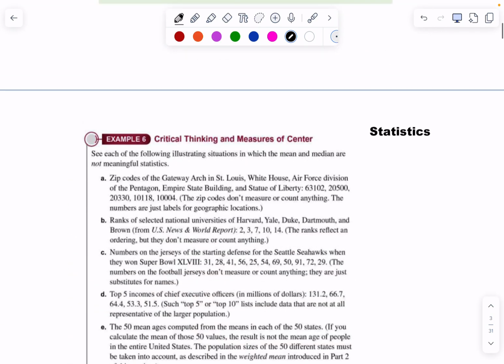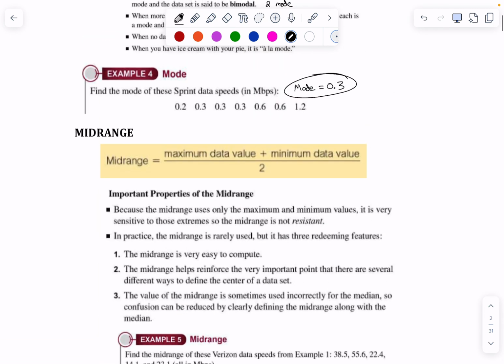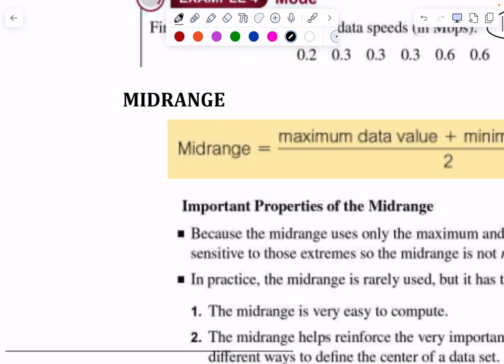Let's do mid-range and then we'll stop. Are we ready for that today? And then I'll give you some homework. Now, this is the one that we don't know yet. So lock in. Give me like 15 seconds to explain what mid-range is, and then you'll be good to go.